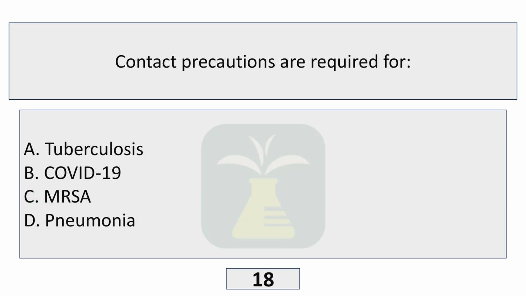Contact precautions are required for: A. Tuberculosis. B. COVID-19. C. MRSA. D. Pneumonia. Correct answer, C. MRSA. MRSA spreads via direct contact. Use gloves and gowns.